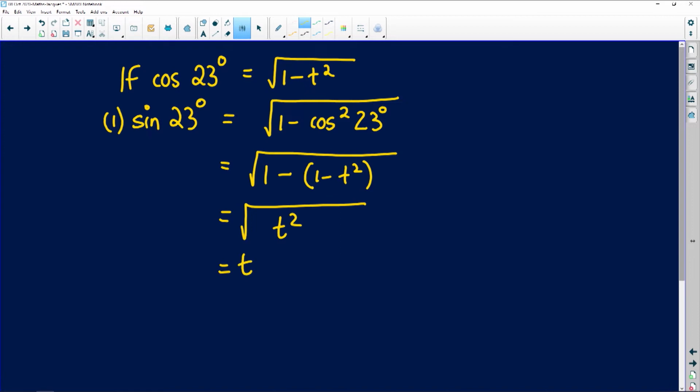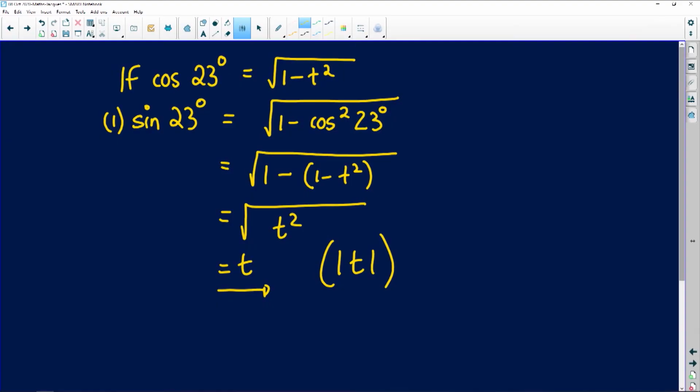For those of you doing AP maths, you will most probably want to say it's the absolute value of t, because that per definition is what the root of t squared is. Okay, so that is where that part of the question ends. The second part, part 2, asks us to find the tan of 113 degrees. Now we know that 113 lies where? In the second quadrant. So we've got to reduce that to an angle that lies in the first quadrant.